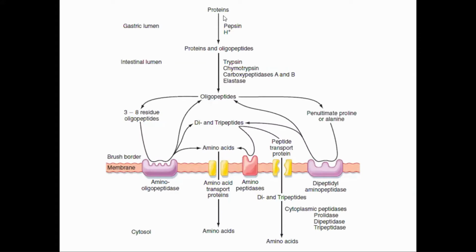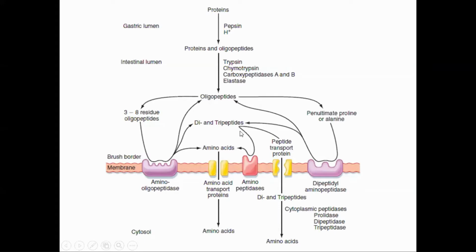So proteins, due to the presence of pepsin, are converted into oligopeptides. The proteins are converted into oligopeptides by trypsin, chymotrypsin and carboxypeptidase. These oligopeptides are then converted into dipeptides, tripeptides and amino acids by dipeptidase and aminooligopeptidase, which convert the dipeptides and tripeptides into amino acids. So amino acids are transported through secondary active transport.